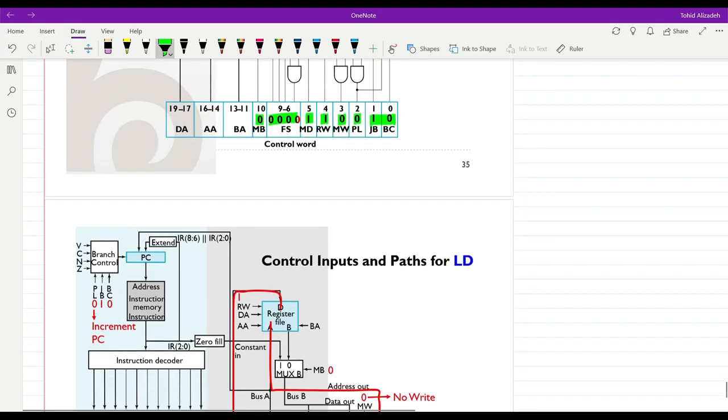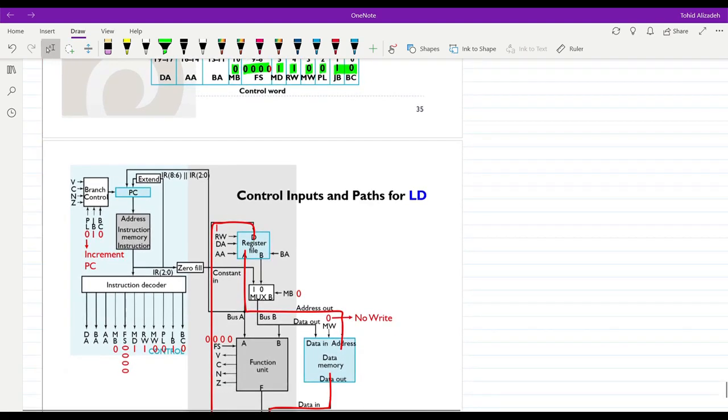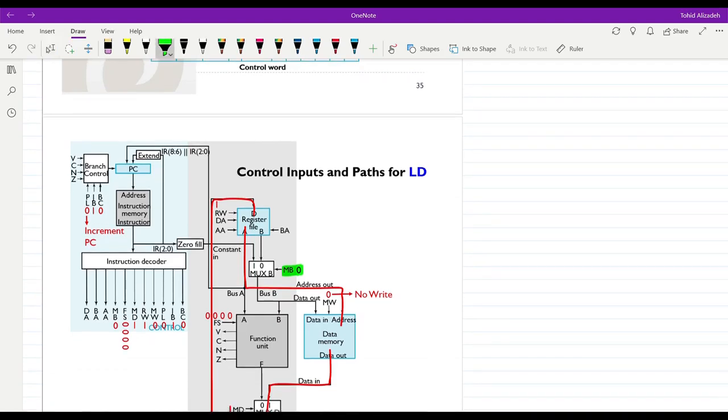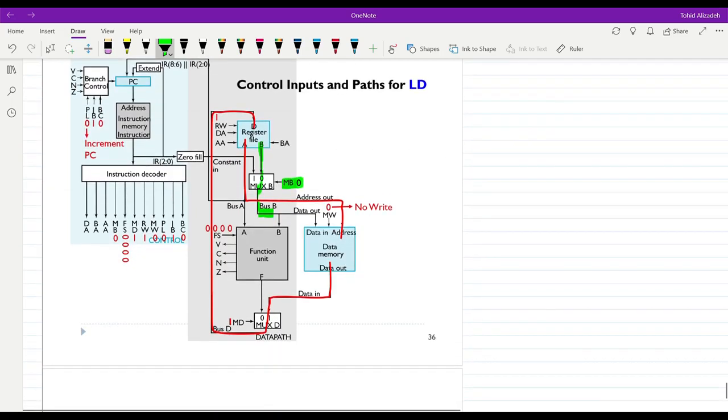And again, if we check what we have in our data path, with MB equal to 0, the constant input will not be considered. So if you would need it, the data from B will be available on bus B, even though it's not going to be used. Then for MD we have 1. MD is equal to 1.